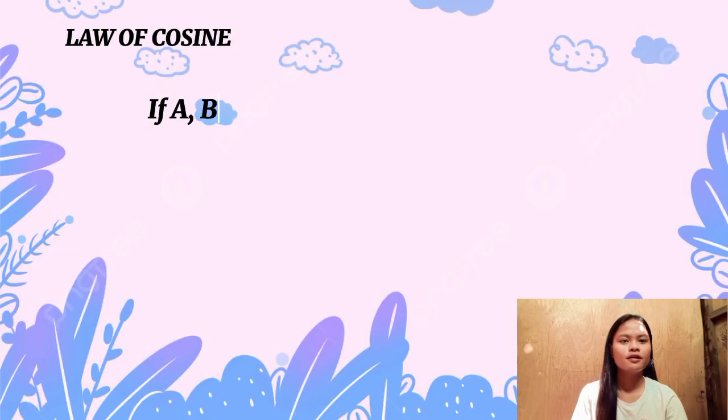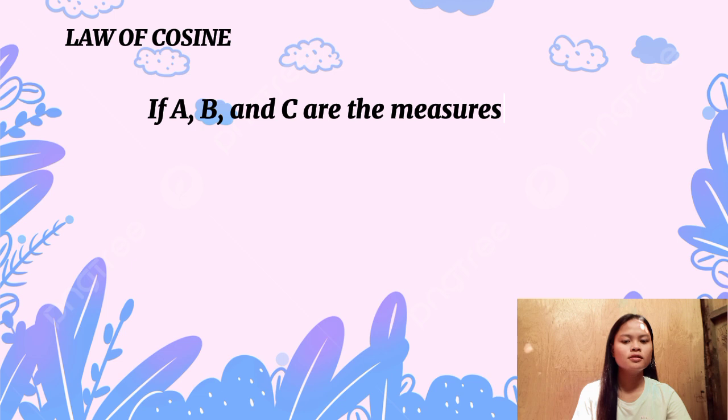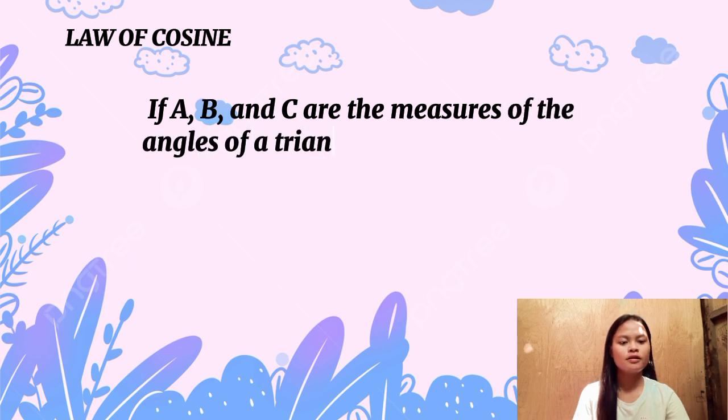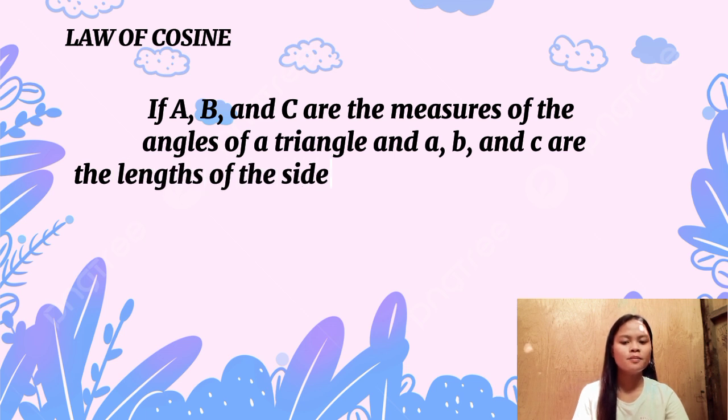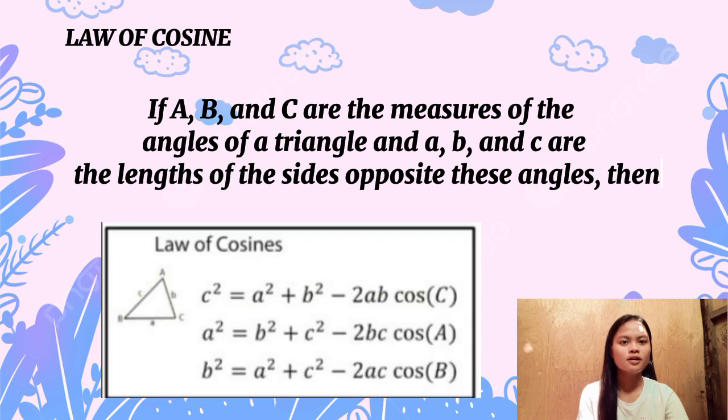Law of cosine. If angles A, B, and C are the measures of the angles of a triangle, and sides a, b, and c are the lengths of the sides opposite these angles, then c squared equals a squared plus b squared minus 2ab cos C. a squared equals b squared plus c squared minus 2bc cos A. b squared equals a squared plus c squared minus 2ac cos B.